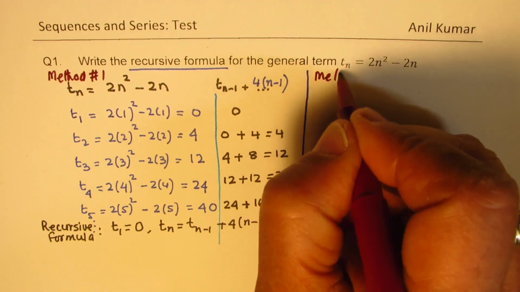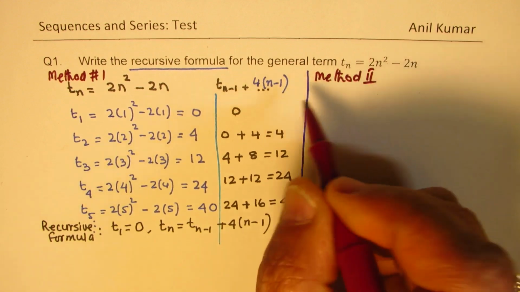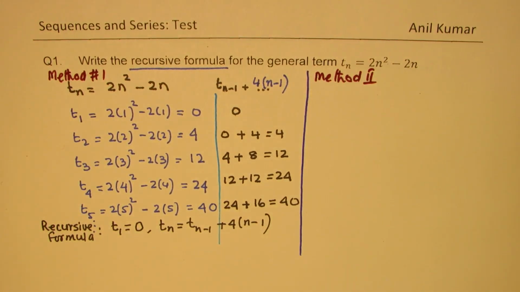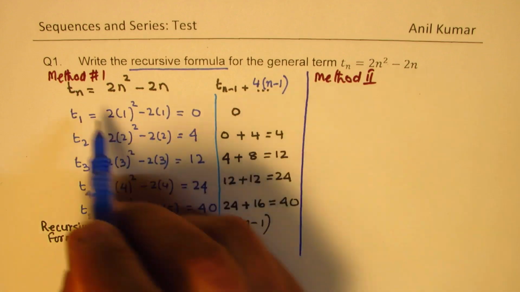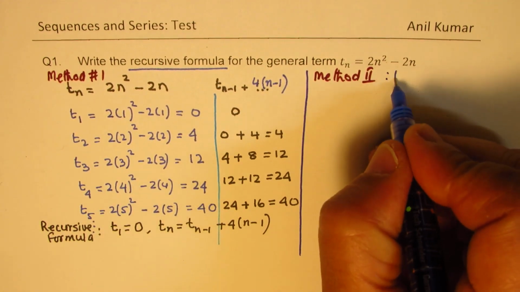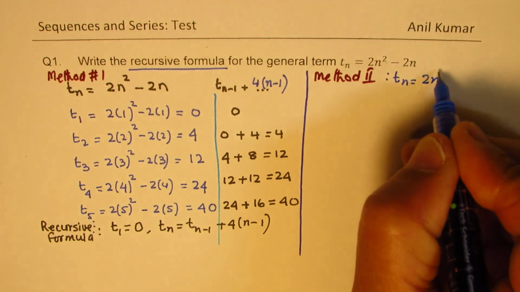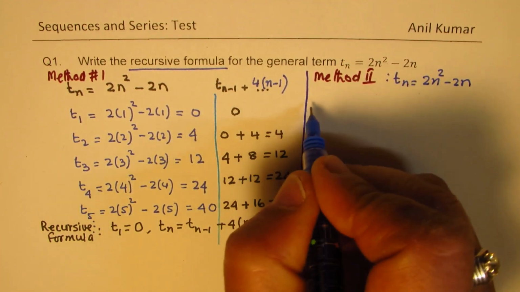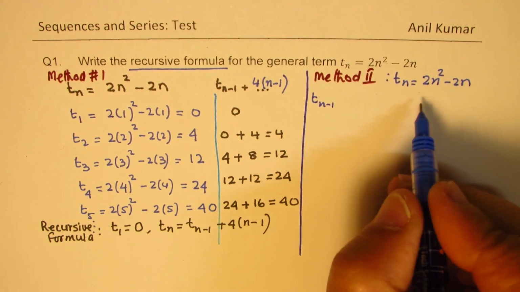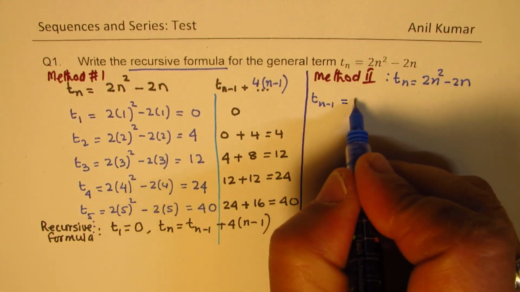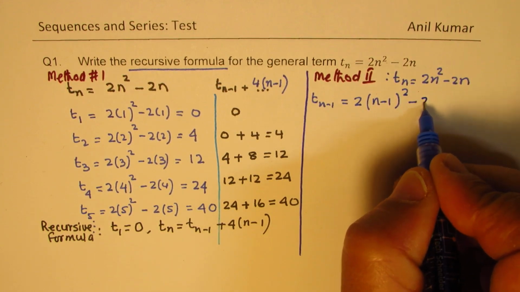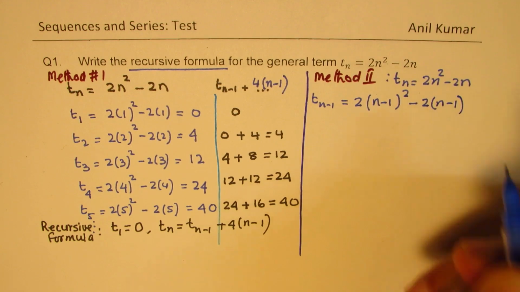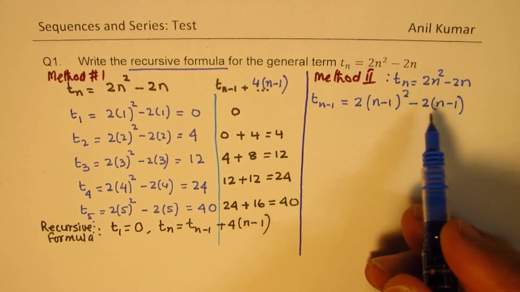Now let's do method 2. Now we could figure it out, correct? So it is always possible to figure this out, no problems. But here is a general method. Since you want tn minus 1, we know that tn is given to us as 2n square minus 2n. So what is tn minus 1? Let's figure this out. We have to replace n with n minus 1, right? So we get 2 times n minus 1 whole square minus 2 times n minus 1, right? We could have simplified also and then done it, okay.